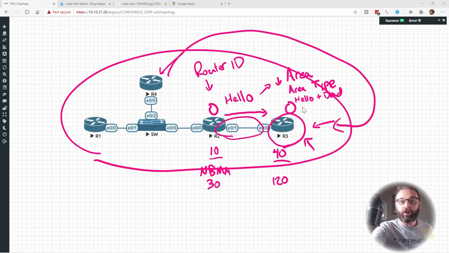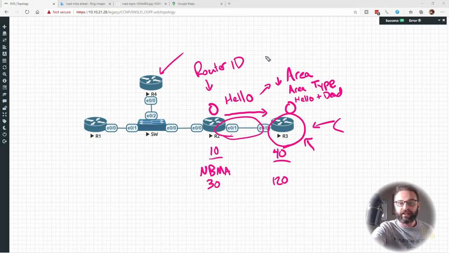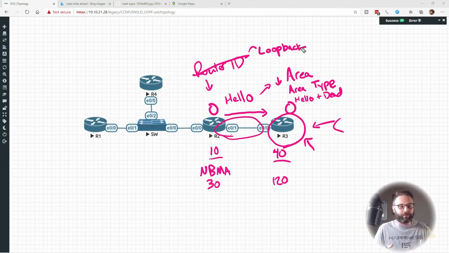Now, I did say that there are 3 ways that the router ID can come into existence, didn't I? The first one you've already seen, where we explicitly set the router ID, and that is the best practice to do, is to explicitly set the router ID. But if you forgot to set the router ID, the next thing that it falls back to is the highest loopback address. Now, why is this important?